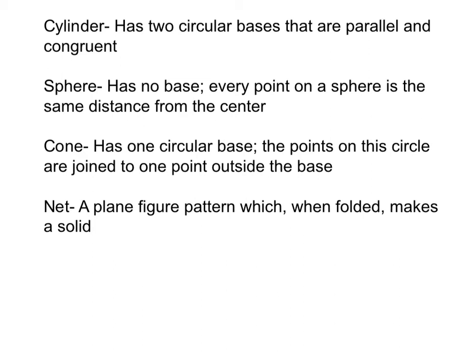And finishing up our vocab, we have cylinder, which has 2 circular bases that are parallel and congruent. A sphere has no base. Every point on a sphere is the same distance from the center. A cone has 1 circular base. The points on this circle are joined to 1 point outside the base. And a net, which is a plane figure pattern, which, when folded, makes a solid.